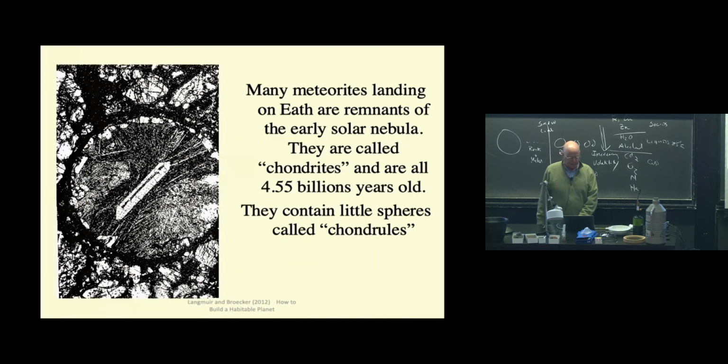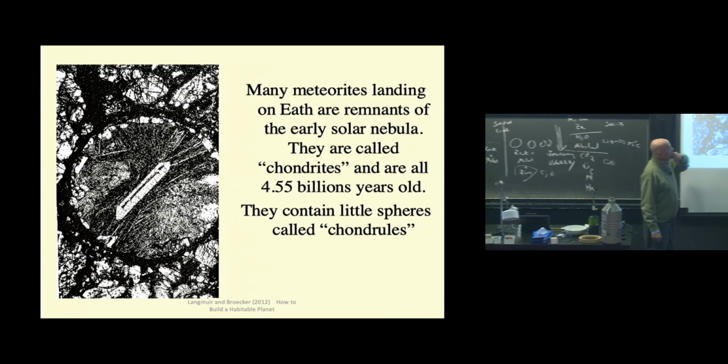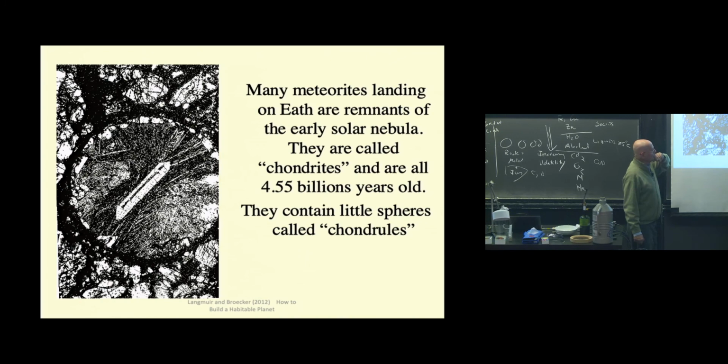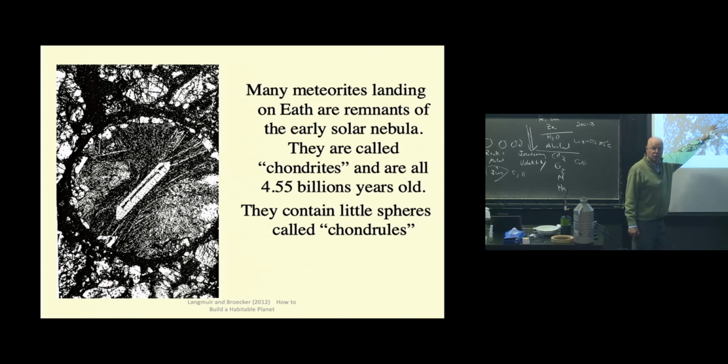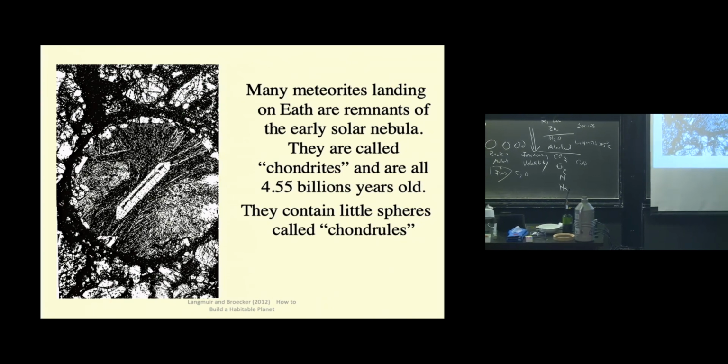We have other representatives of the solar system that come in and visit us, which are the meteorites. Many of them that land on Earth are very, very old when they're dated, 4.55 billion years old. And all the meteorites that are old like that have these little globules in them that are a millimeter or a couple millimeters in size. These little round globules are called chondrules. I don't know why they have that name. But because they're called chondrules, the meteorites that contain these little round objects are called chondrites.